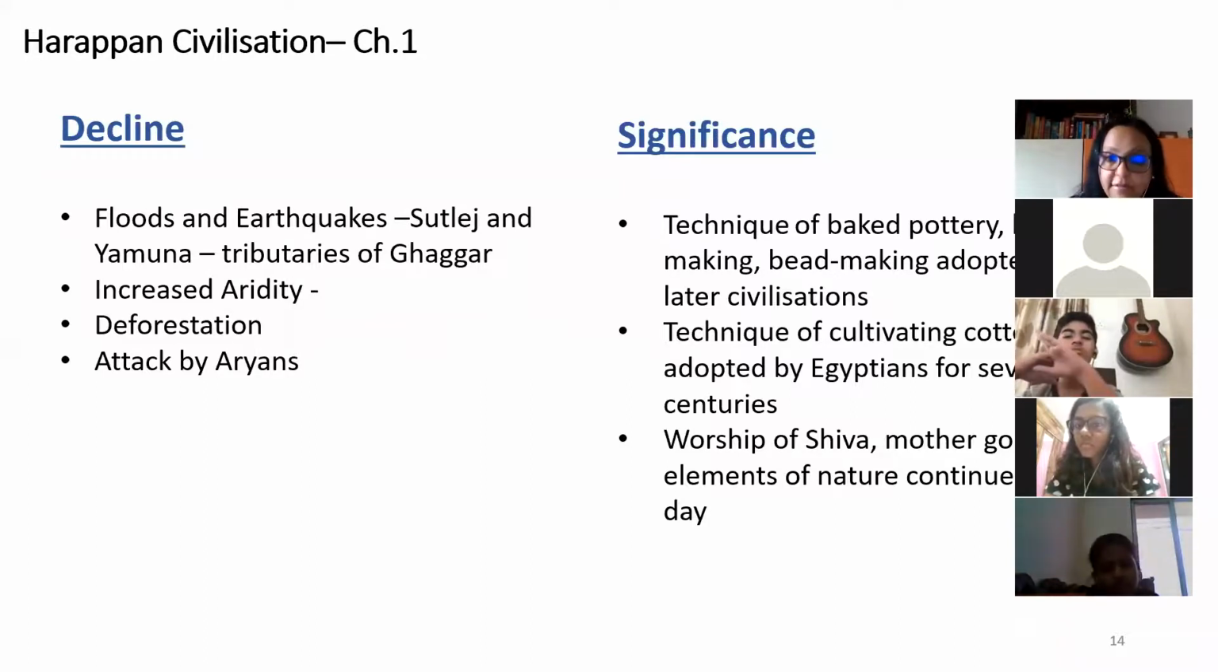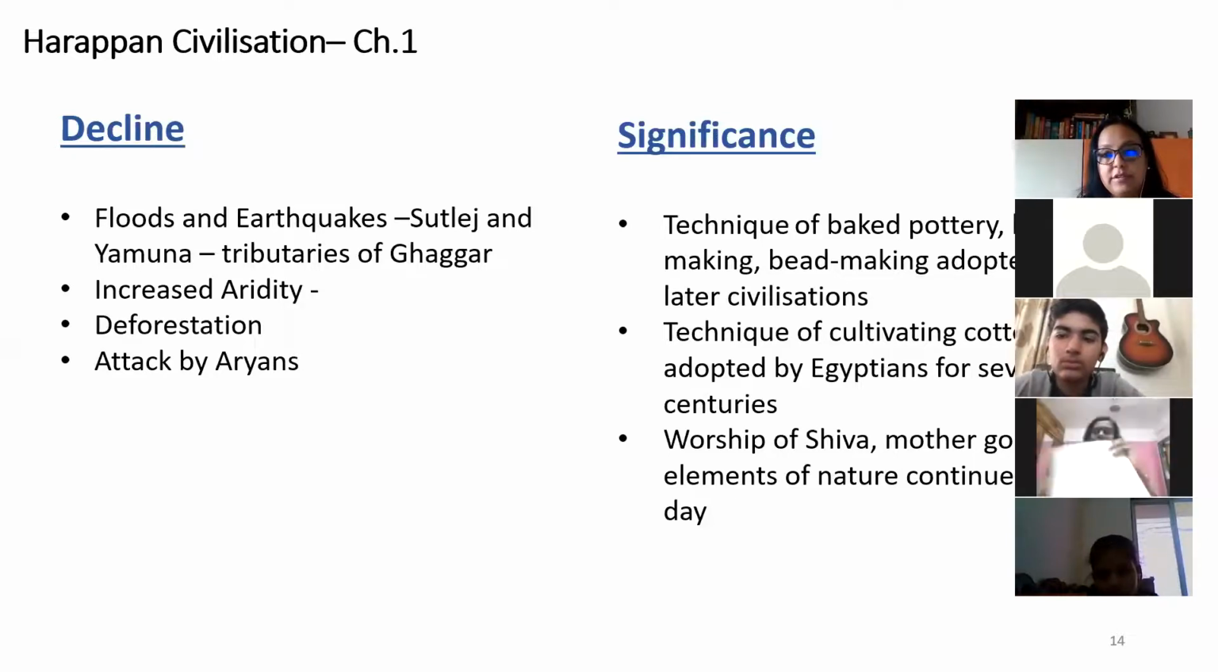When the Ghaggar River dried up, all the towns and cities located on its banks had no water. So naturally, the people had to move away to other places. You understood? So this is again one reason: increased aridity.